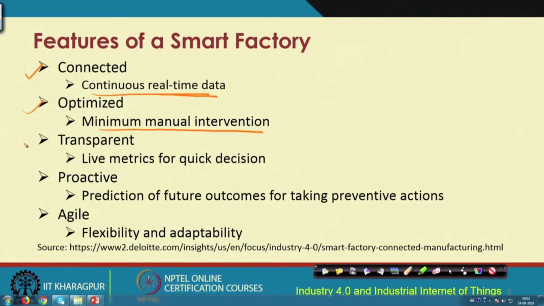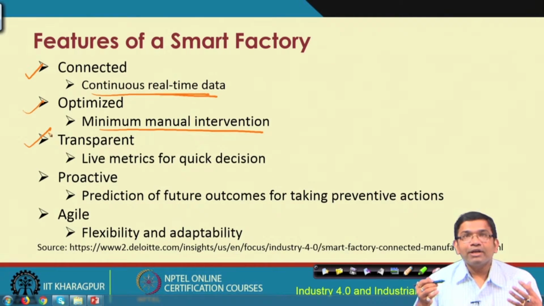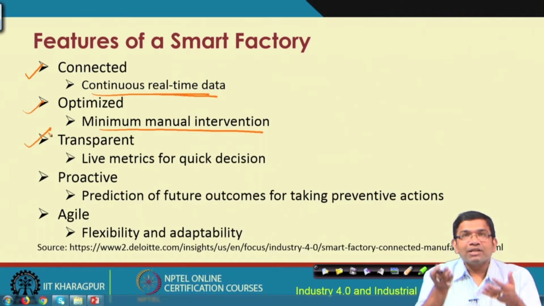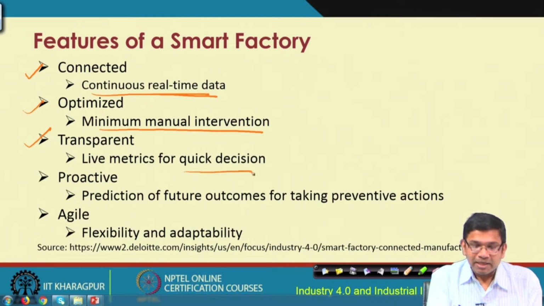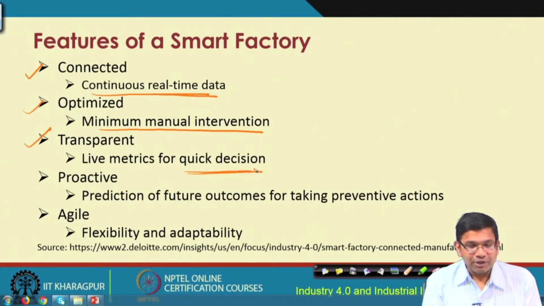A smart factory is transparent in the sense that you are going to get a lot of live data, depending on the metrics that are implemented, and those data can be used suitably at different levels of management for quicker decision making. So, transparency is also promoted in a smart factory.